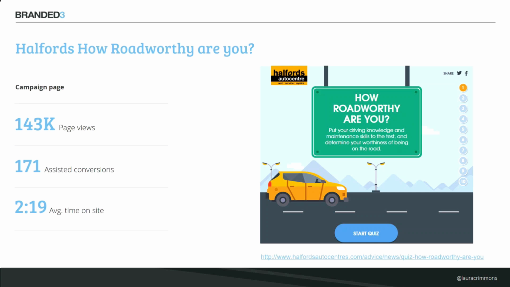Loads of page views, a huge chunk of those came from the fact that the Daily Mail featured it and embedded it and sent a load of traffic our way. Loads of assisted conversions, which is great in terms of people actually then inquiring about an MOT. And over 2 minutes spent on average per visit, which is a great amount of time.